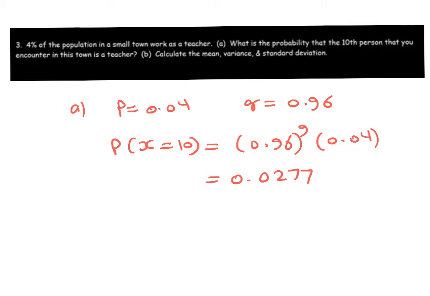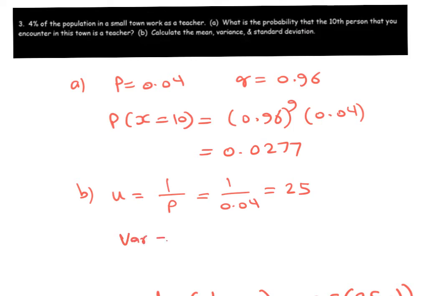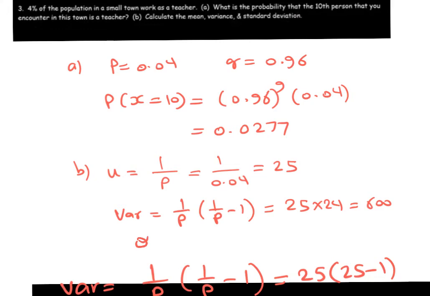For B, first the mean equals 1 over P. So 1 divided by 0.04, so 25. Variance is 1 over P times 1 over P minus 1, so 25 times 24 equals 600. Then sigma equals the square root, which equals 24.5.